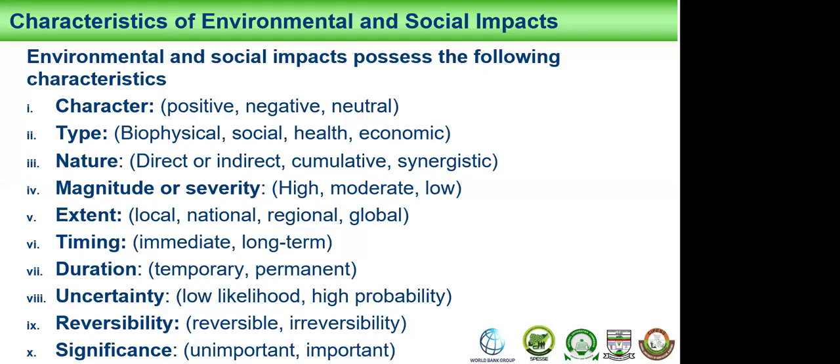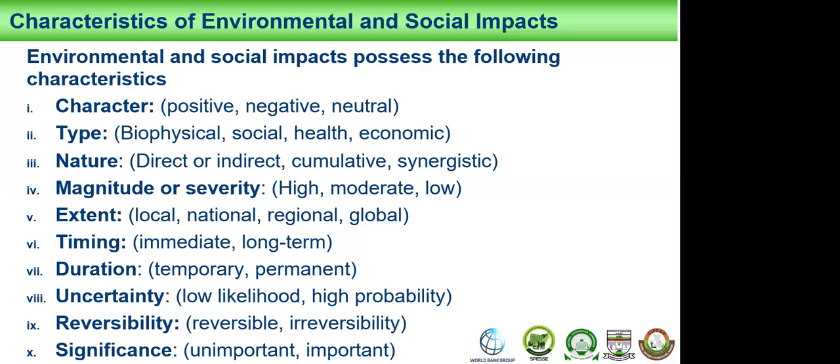Then there's also type of effect, or a type of impact. It can impact the biophysical environment. It can impact the social or socio-cultural setting of the people. It can impact health, and also it can impact livelihoods or the economic aspect of life of people. So type is different, nature is different. All right, it can either be direct or indirect. I think I did mention the idea of indirect impact earlier on.